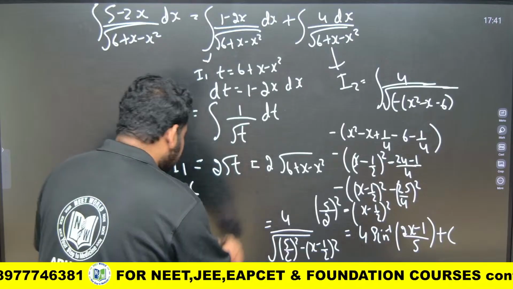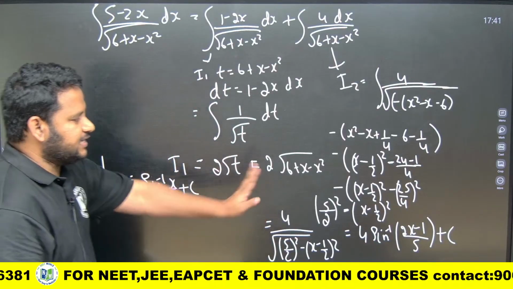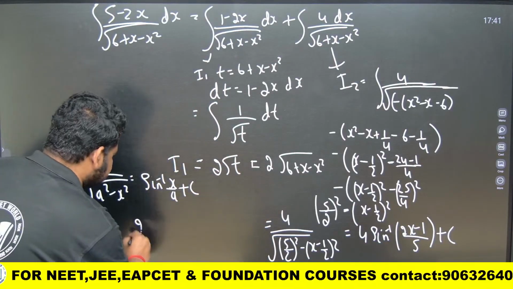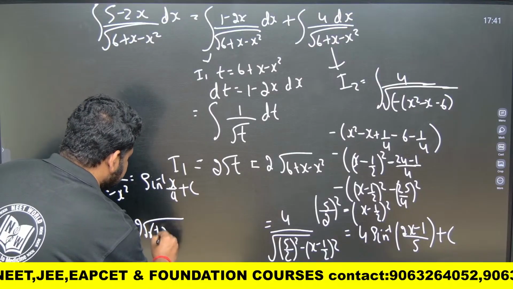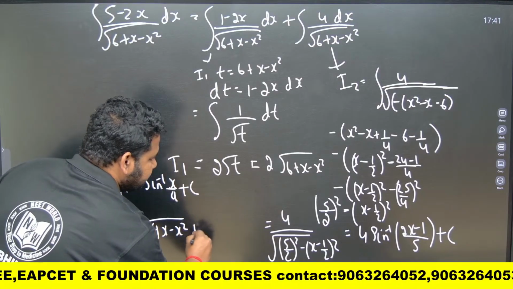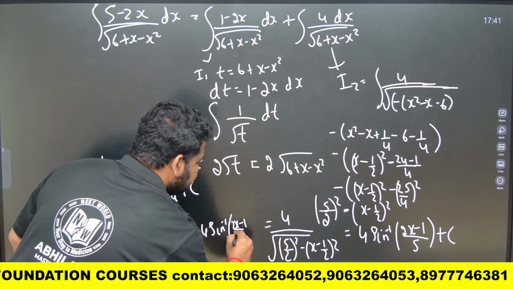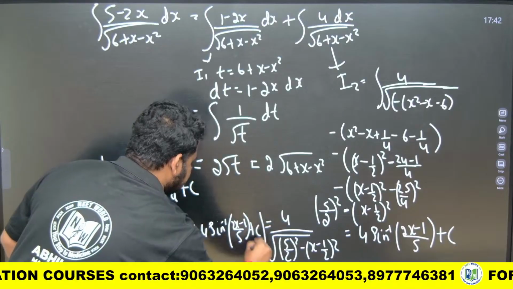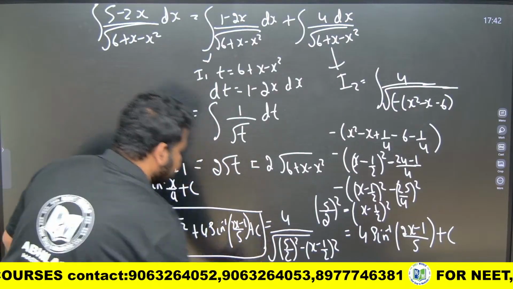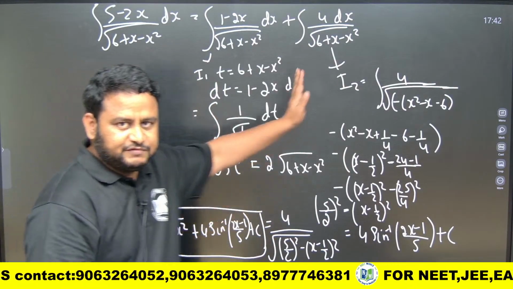So ultimately the answer will become I1 plus I2, I have to add. So this will become 2 times square root of 6 plus x minus x square plus 4 times sin inverse of (2x minus 1) by 5 plus c. This is the answer to my question. Clear? First we found out I1, then we found out I2.